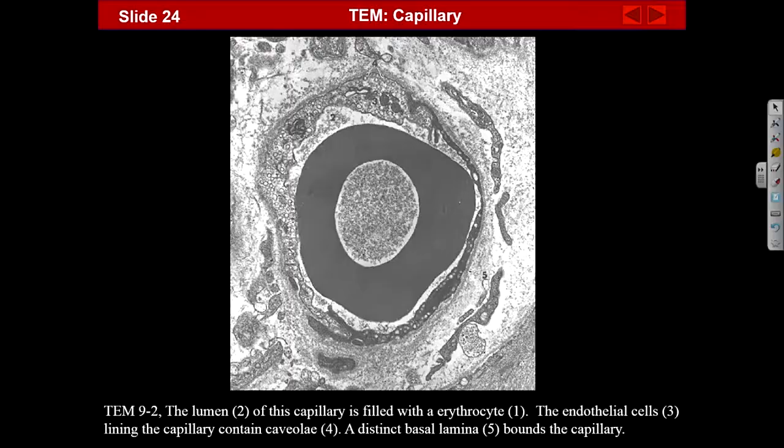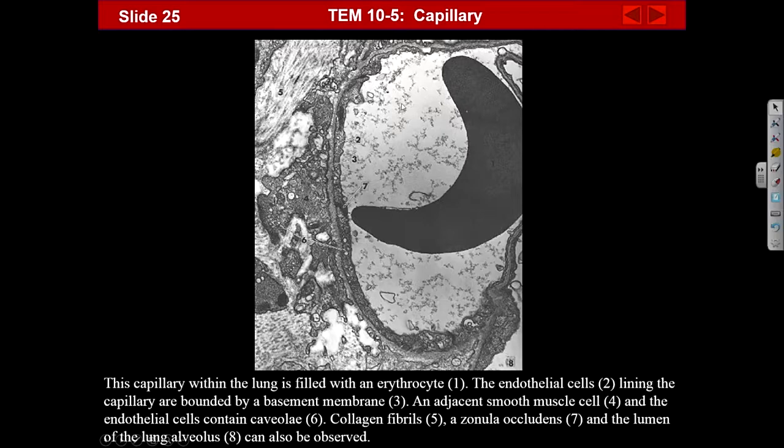Another continuous capillary, and this has got a big red blood cell in it, filling the whole space of the continuous capillary. And another slightly larger continuous capillary, kind of containing an oblique section of a red blood cell.